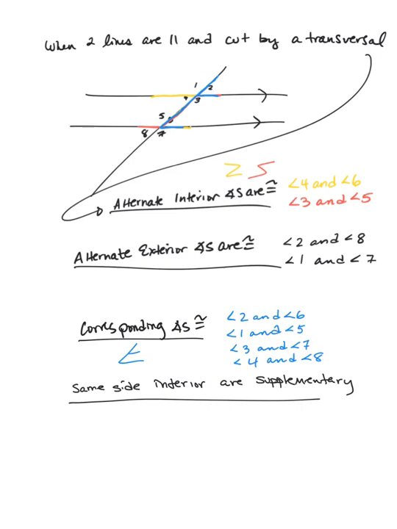Okay, so these are congruent. Now, same side interior, there's only 2 pairs. Okay, angle 3, the measure of angle 3 plus the measure of angle 6 is 180 degrees. Those are same side interior. You see that they're interior and on the same side of the transversal. And then the same thing with the measure of angle 4 plus the measure of angle 5. That is also 180 degrees.